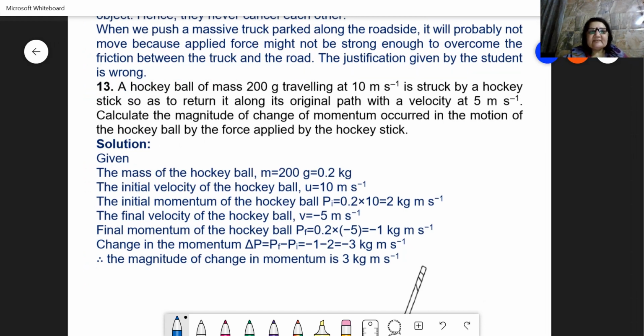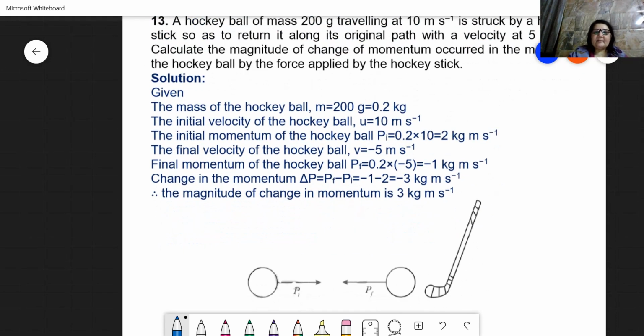Now the next question. A hockey ball of mass 200 gram traveling at 10 meter per second is struck by a hockey stick so as to return it along the same path. This is a question on collision. You can see this hockey ball here in the diagram. It has a speed of 10 meter per second. Now it strikes the hockey stick and then returns back. When it returns back, the velocity will be minus.